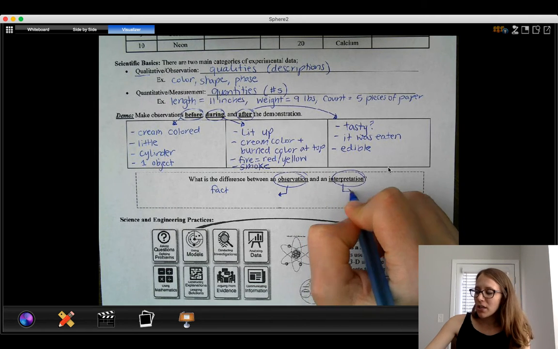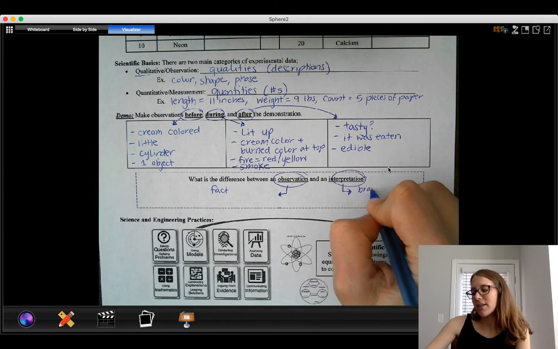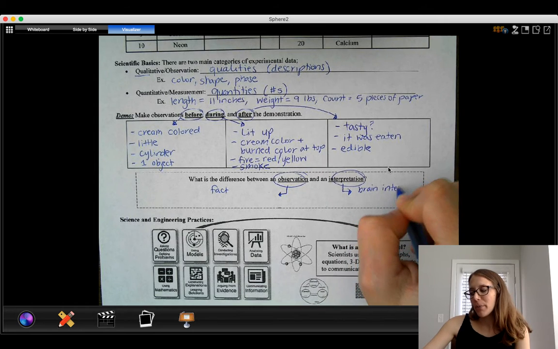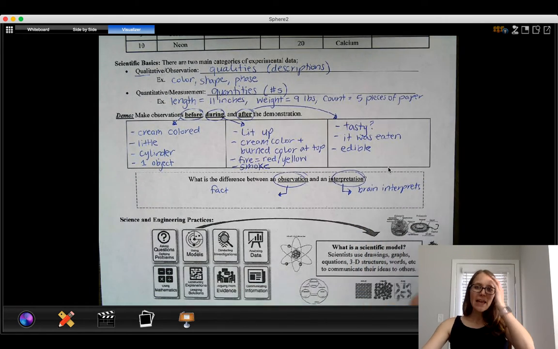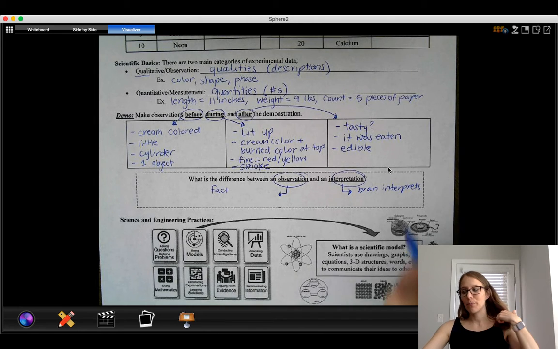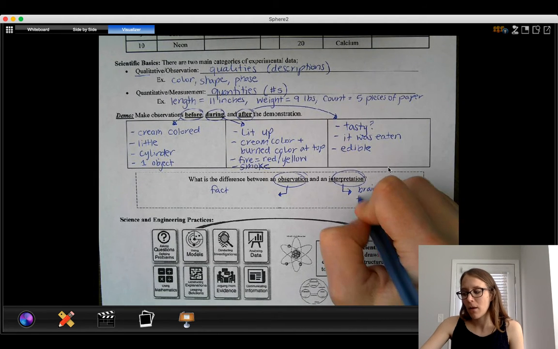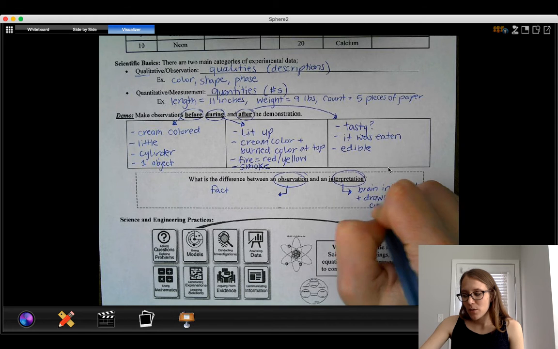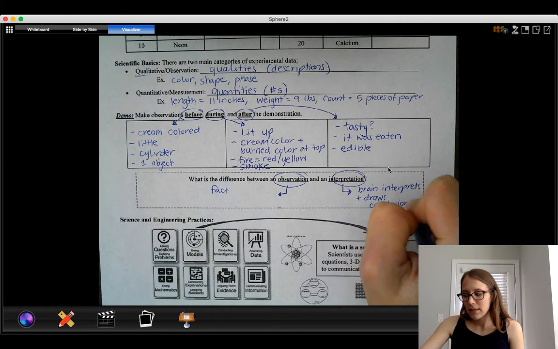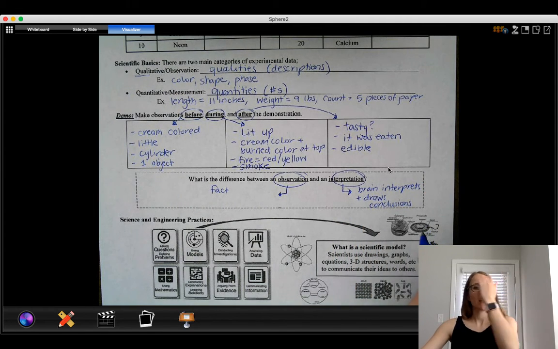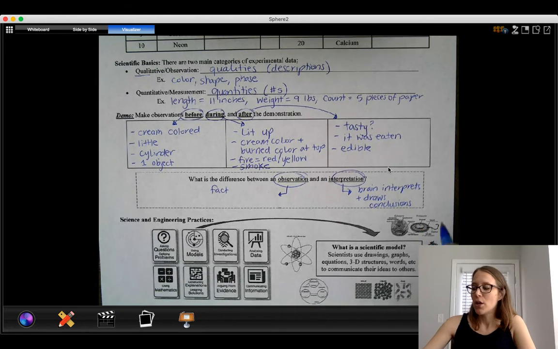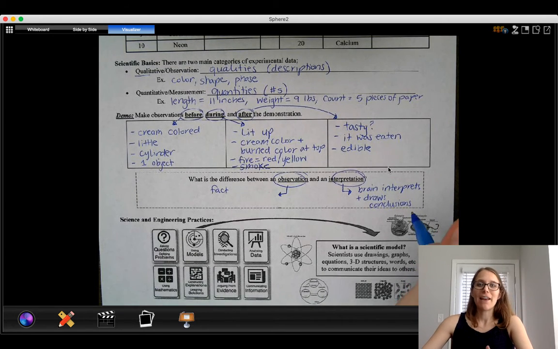An interpretation is what your brain does with this info. Your brain interprets what you see, and it takes in all those facts, and then your brain draws conclusions. And this is a really important skill in life, that you can see something and then you can draw conclusions from that. You do this all the time when you decide if it's safe to cross the street. You look and you listen for cars. And so if your brain says, oh, you don't see a car, you don't hear a car, then you assume it's safe and you can cross the road.